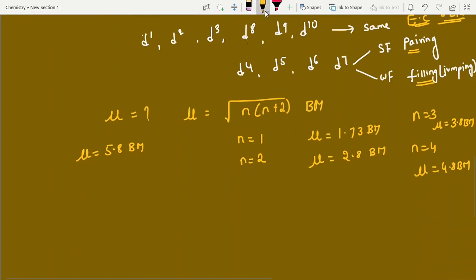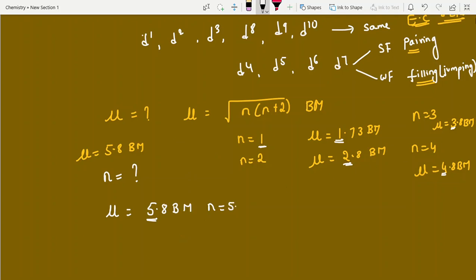How many unpaired electrons? How many unpaired electrons, students? If mu equal to 5.8 Bohr magneton, then what is the number? That is your answer. That's it. So here n equal to 5. You will get questions like this.